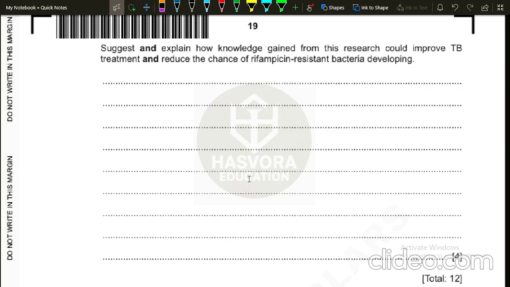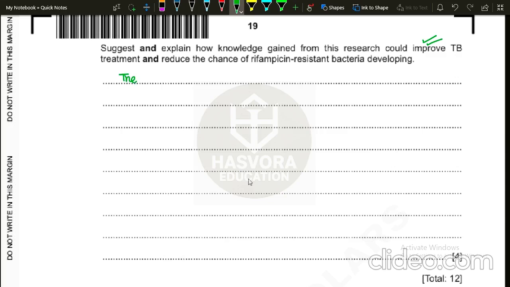So suggest and explain how the knowledge gained from this research could improve the possible treatment of TB and reduce the chance of rifampicin resistant bacteria developing. So it is worth 4 marks. So let's write this question now.